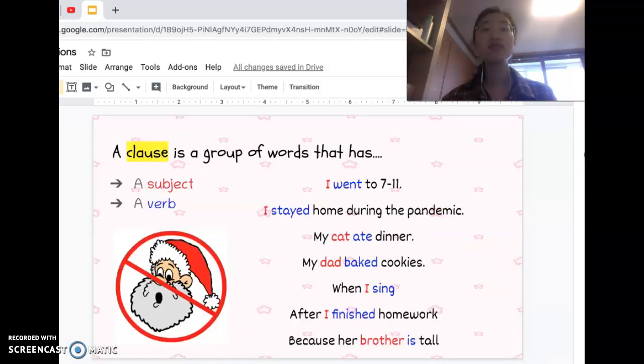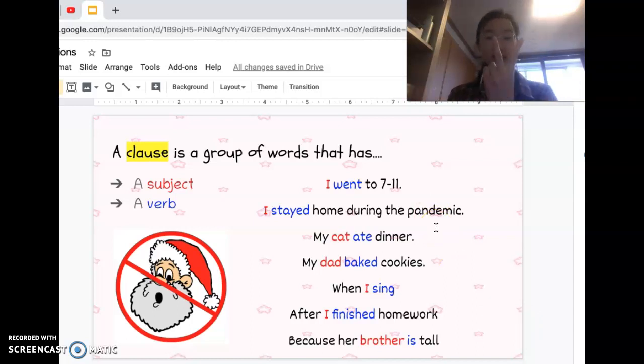Now, before we learn about these subordinating conjunctions, we need to talk about clauses. Clauses are just groups of words that have a subject and a verb. That's it. A clause has a subject and a verb. These are all examples of groups of words that have a subject and a verb, right? As you can see, subject is red and verb is blue. So: I went to 7-Eleven, I stayed home during the pandemic, my cat ate dinner, dad baked cookies, when I sing, after I finish homework, because your brother is tall. You might notice that some of these phrases sound a little weird, and we're going to be talking about why, right? But the conclusion is we have a subject and a verb.